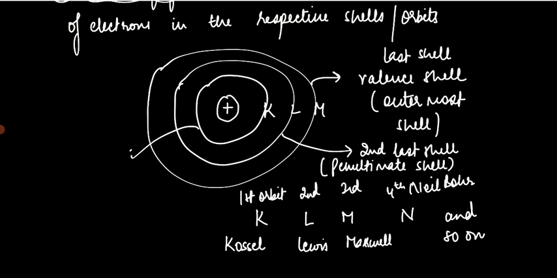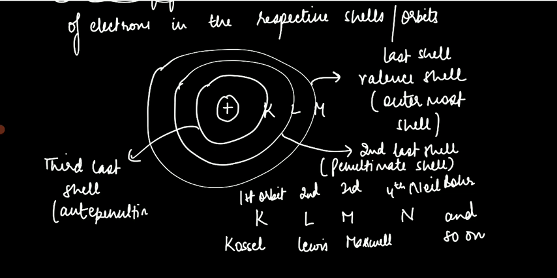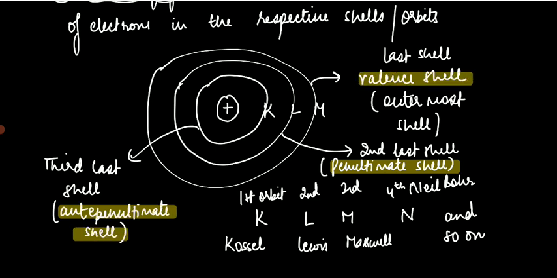Then if you go to the third last shell, the third last shell is called the anti-penultimate shell. So that can also be possible, that electrons participate in the chemical reaction from the third last shell. Now that is way too ahead we are talking, but it can happen. Keep an open mind. But what is important over here is the terms: penultimate shell, anti-penultimate shell, then we have valence shell. This is very much important.